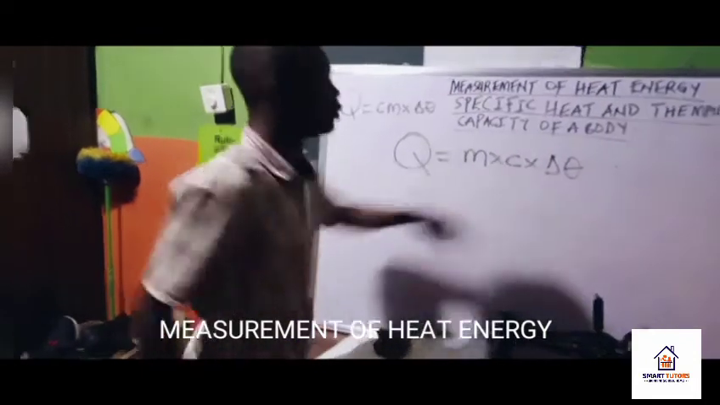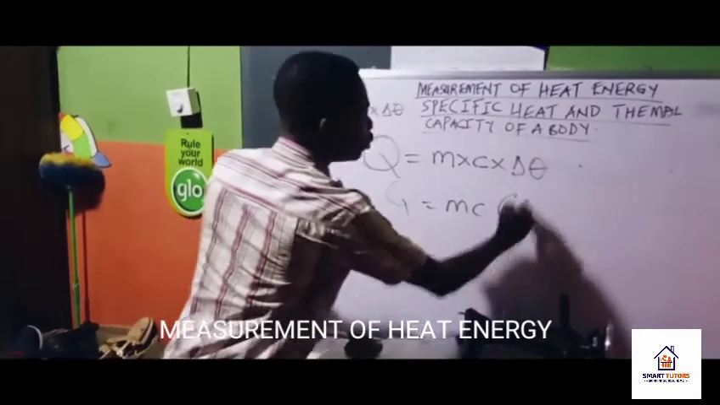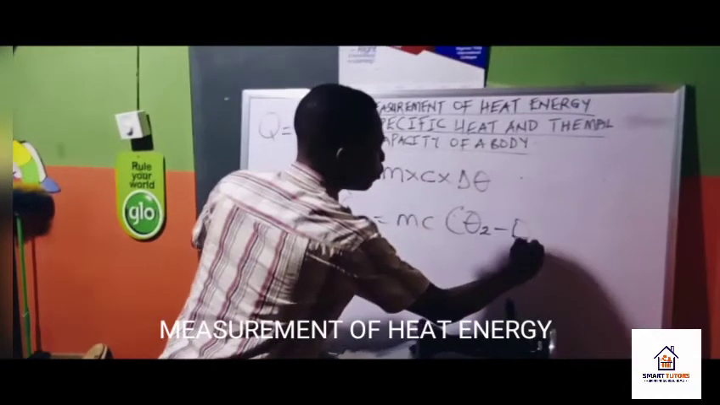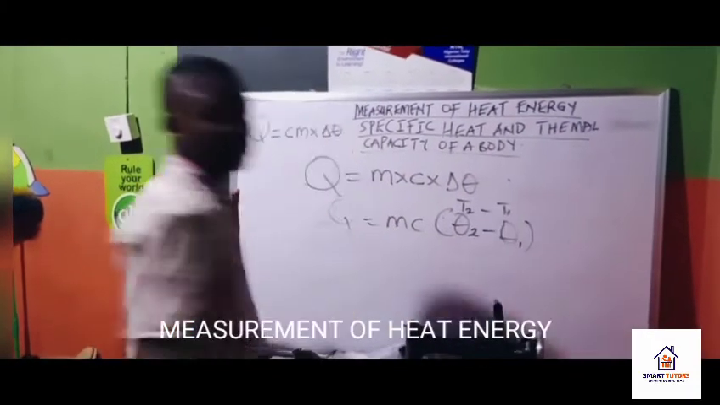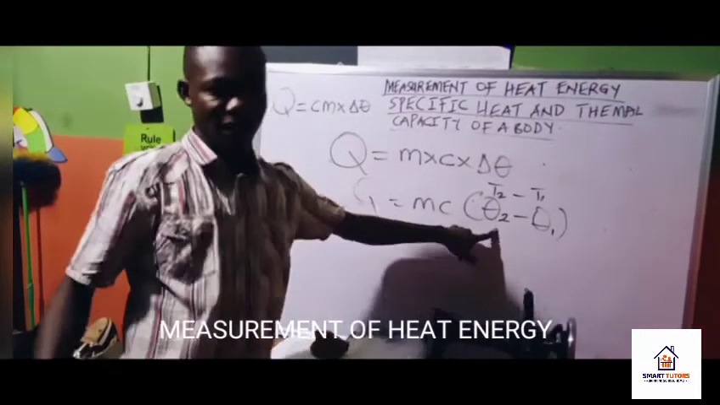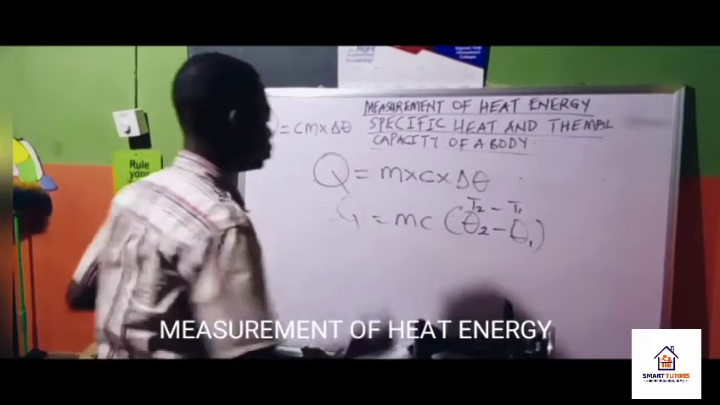This change in temperature could also be written Q equals MC, now your theta 2 minus theta 1. In some other textbooks, you might see it as T2 minus T1. It still means the same thing. So theta 2 means final temperature, and theta 1 means initial temperature.